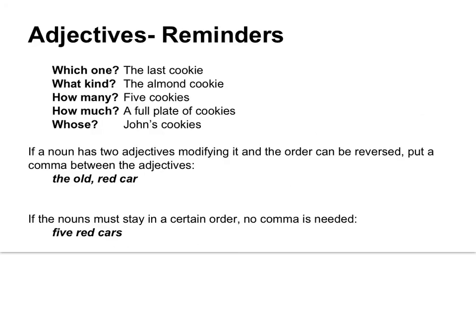Adjectives have one part of speech that they modify, and that is nouns. They're always answering one of these questions: which one, what kind, how many, how much, or whose. If a noun has two adjectives modifying it and the order can be reversed, put a comma between the adjectives, as we did here, the old, red car. If the adjectives must stay in a certain order, no comma is needed. Five red cars.